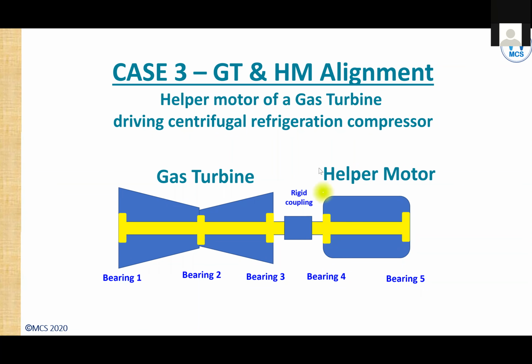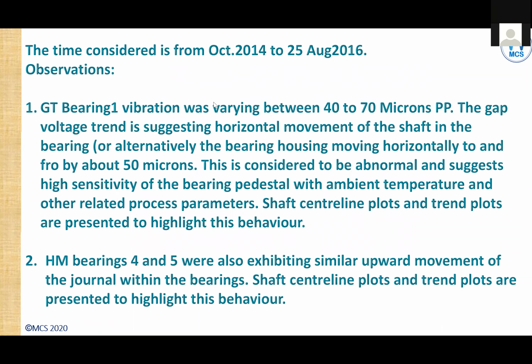So in this particular case, what happened was the alignment, the vibrations were changing on bearings 1, 2, 3, 4, and 5. This machine had some chronic history with respect to high bearing vibrations, which I'm not presenting to you. But from the point of view of interest, to show how the shaft center line movements were happening, almost 24 months of data is shown to you, and see how the trends are. That is of interest for us. The time considered for this presentation is from October 2014 to August 2016, around 24 months.